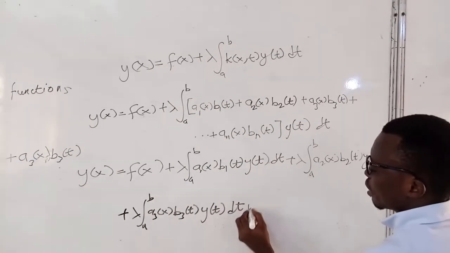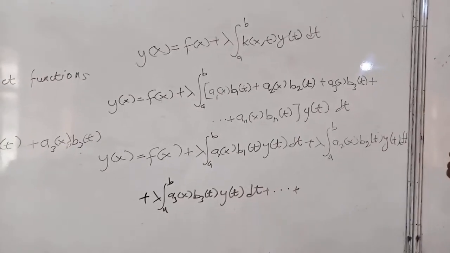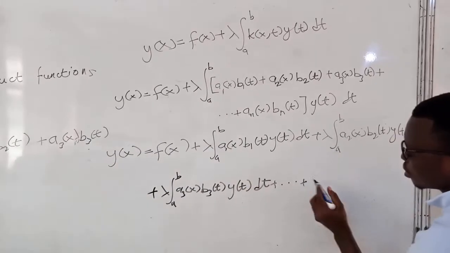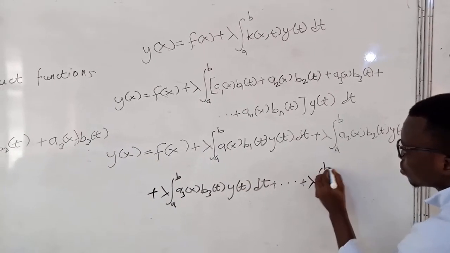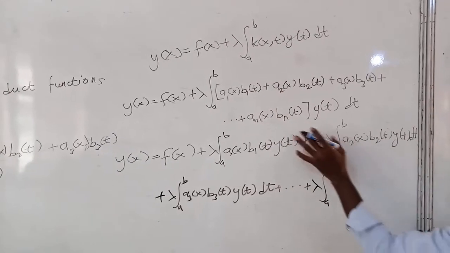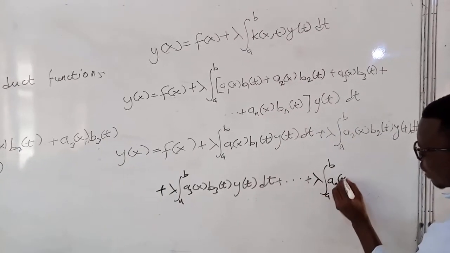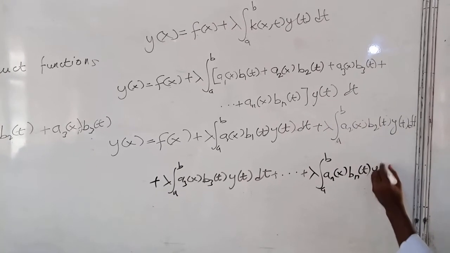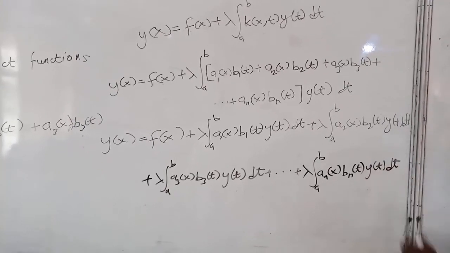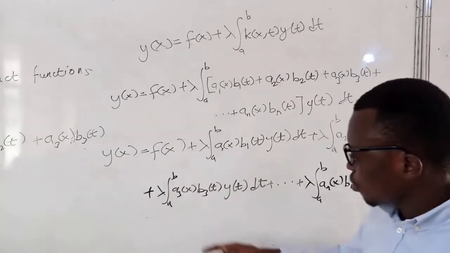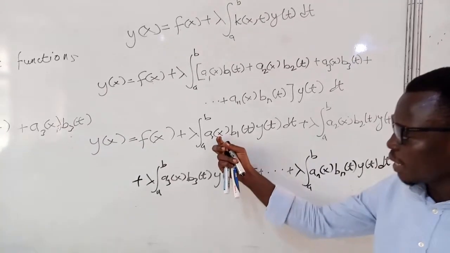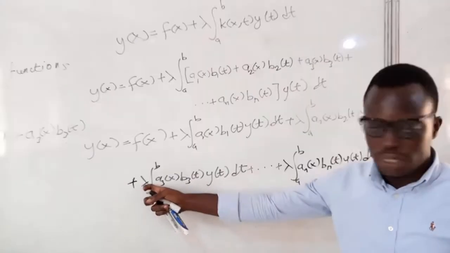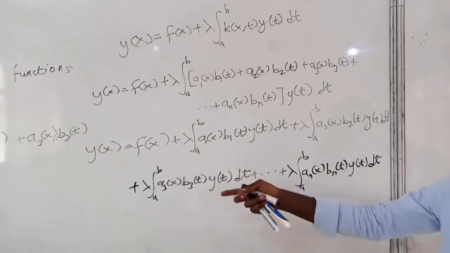And let's take the nth term. I'm going to have plus lambda integral from a to b, then the nth term is an of s, bn of t, then y of t dt. Now let's bring all the functions of s out: a1 of s, a2 of s, a3 of s, and an of s. Let's bring all of them out.